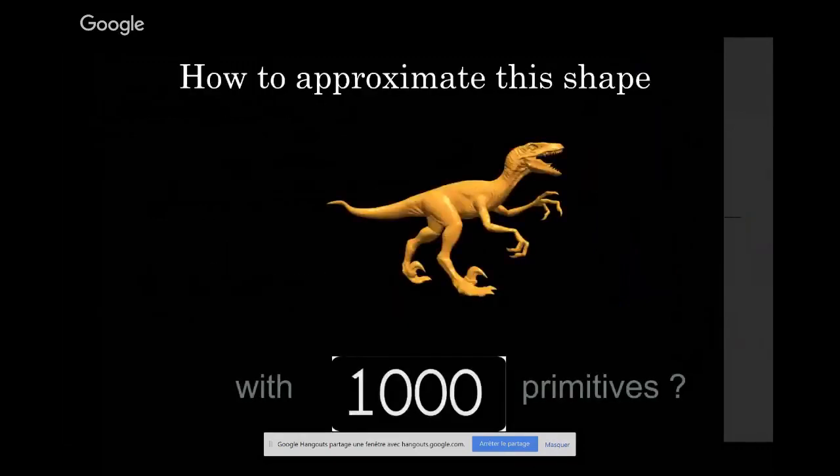So this project started as a question, basically. How does it work to approximate this one complex shape with just 1,000 primitives? Well, you can use state-of-the-art surface simplification, and it's probably the best thing you could do here.